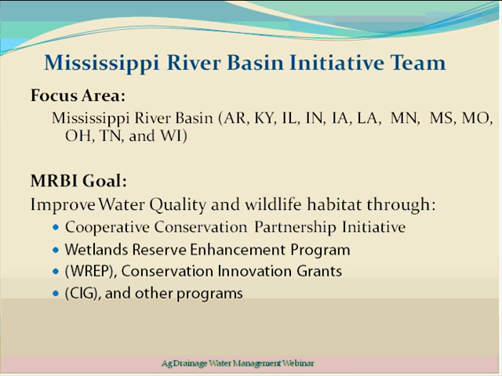The Mississippi River Basin Initiative team, that's the one that Phil went over. It covers the Mississippi River Basin, most of the states that service watersheds to the Mississippi River. Their goal is to improve water quality and wildlife habitat, and they're doing that through the different programs, the Conservation Partnership, Cooperative Conservation Partnership Initiative, the Wetlands Reserve Enhancement Program, WREP, and CIG, and other programs.